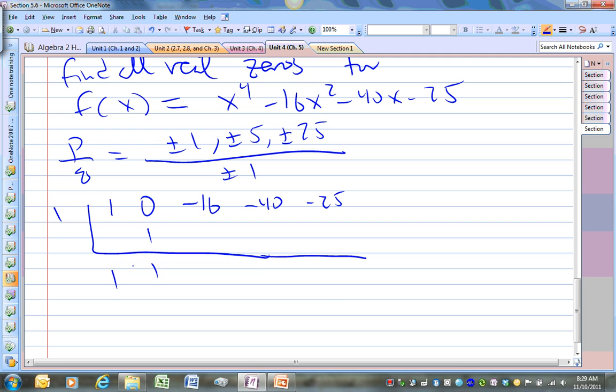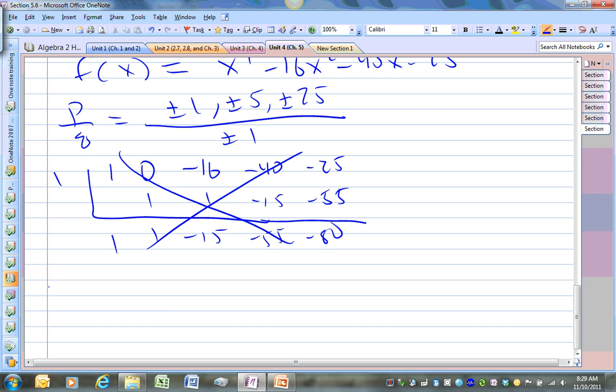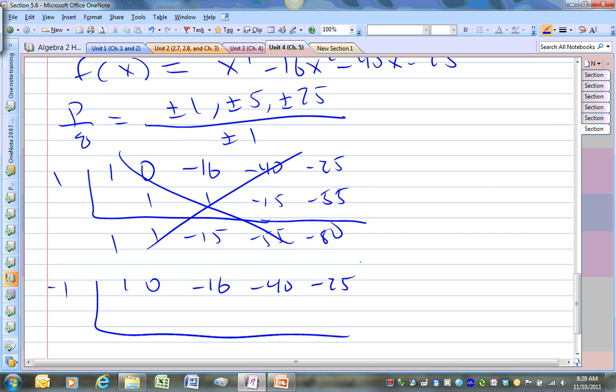1, 1, 1, 1, negative 15, negative 15, negative 55. No bueno. Doesn't work. I don't like it. Let's try negative 1. And you're going to see me get very, very agitated if I have to do this over and over again.